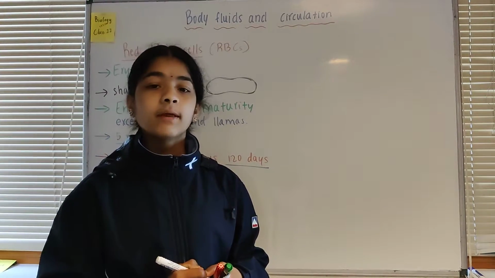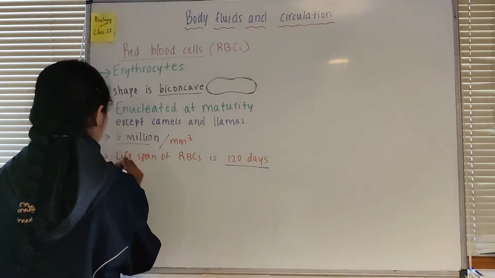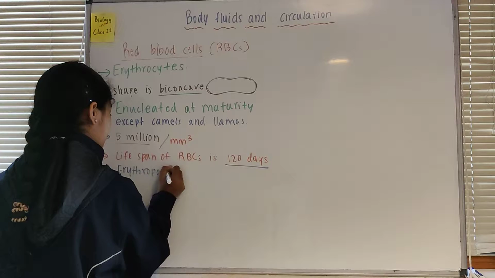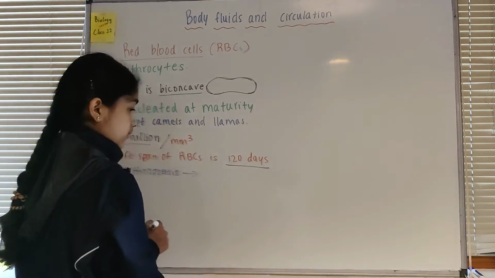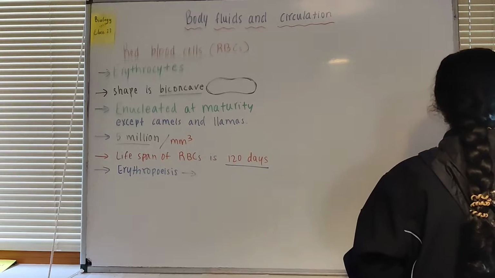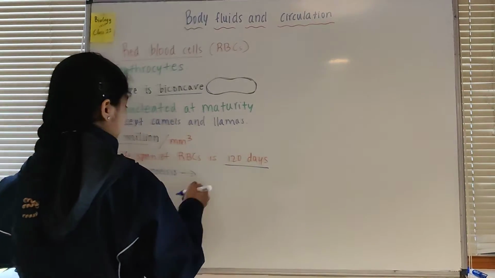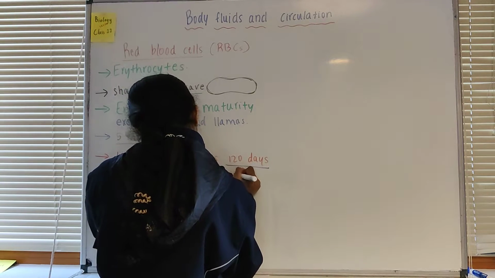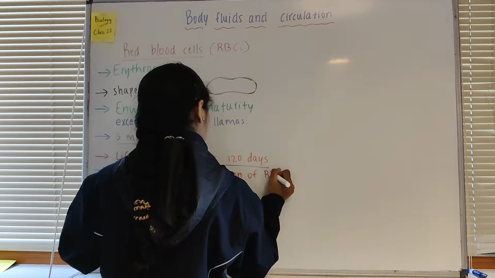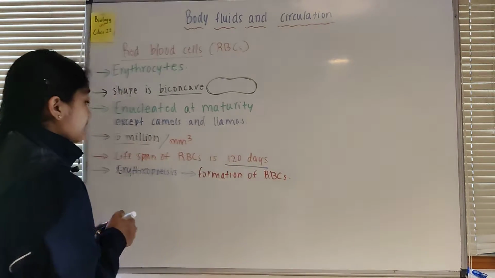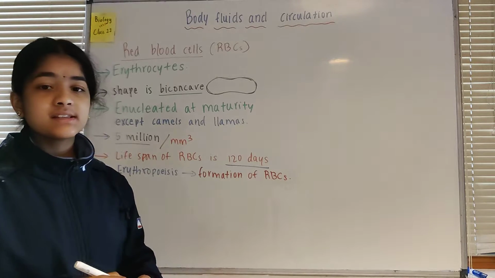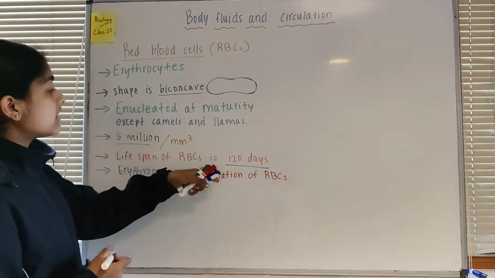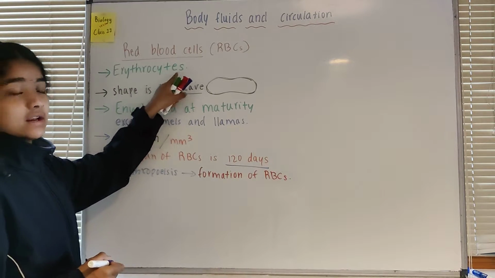Next thing, the formation of these RBCs is known as erythropoiesis. Erythropoiesis is the formation of RBCs. So the process of formation of RBCs is termed erythropoiesis. Poiesis means formation. Erythro means the red blood cell, so erythrocyte. Cyte means the cell.